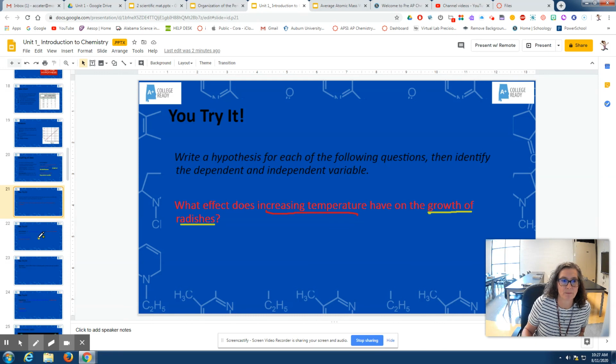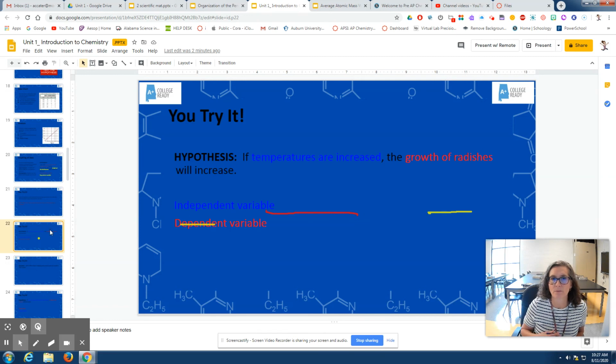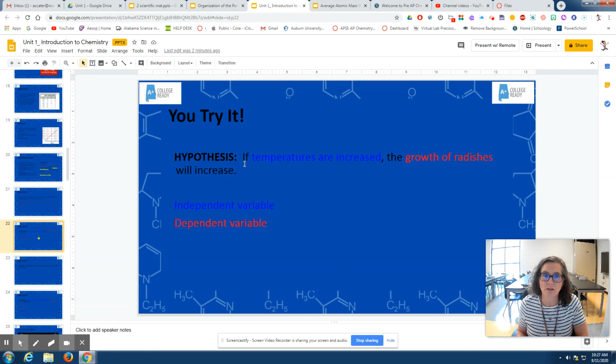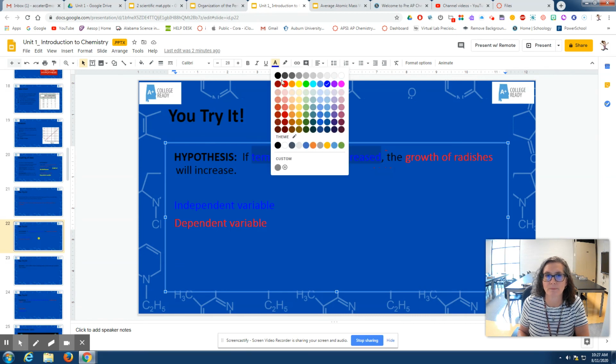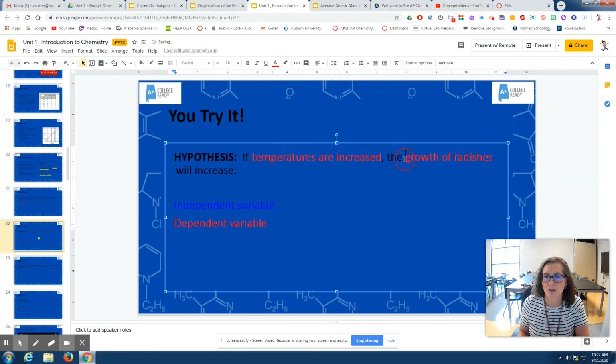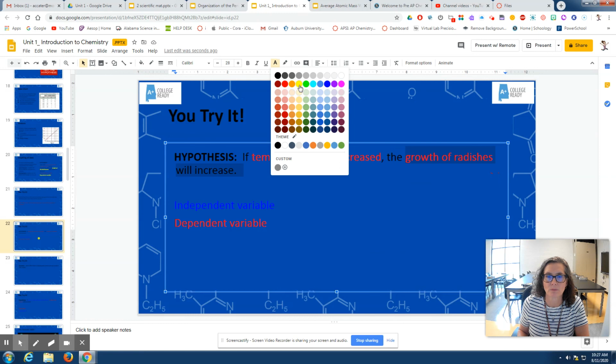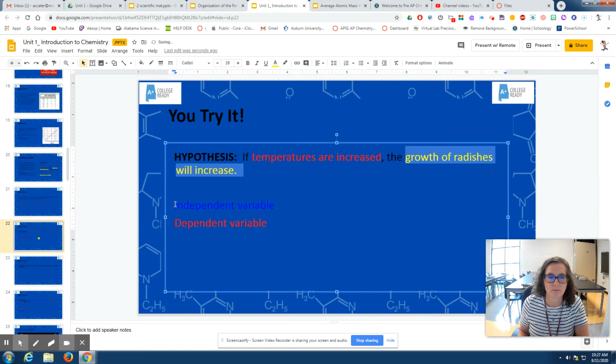Okay? So temperatures are increased, then that is our independent variable, and they did this the exact opposite of the way I told you to do it. So I'm going to change those colors back. And growth of radishes is our dependent variable. Can't see that blue on blue very well.